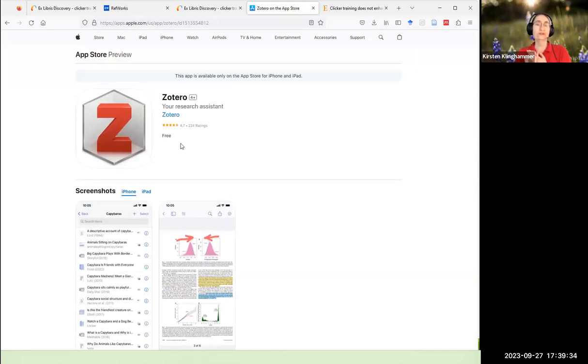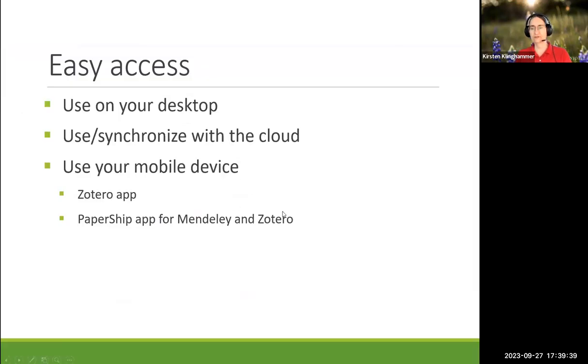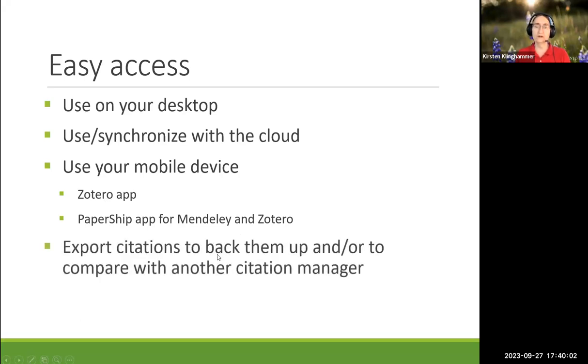Right now, only Mendeley and Zotero have this available with PaperShip, and only Zotero, as far as I'm aware of, has an app by itself. And I frankly like Zotero's app better, at least on an iPhone. I don't know about an iPad, I haven't tried it. But at least on an iPhone, I find the Zotero app is easier to use than the PaperShip one. But anyway, they're really nice.